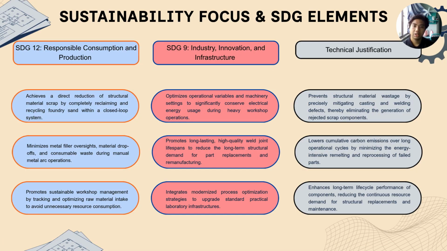Next, let's discuss a very important aspect, which is sustainability focus and SDG elements. Let's start with the first column, which is SDG 12, responsible consumption and production. First, we reduce scrap waste by fully reclaiming and recycling our foundry sands in a closed system, meaning we reuse the same sand instead of dumping it.